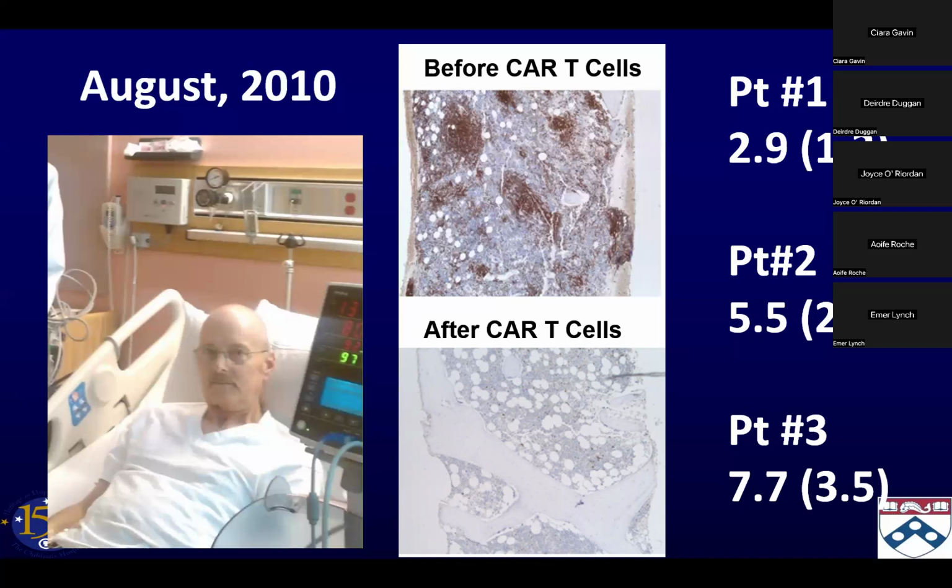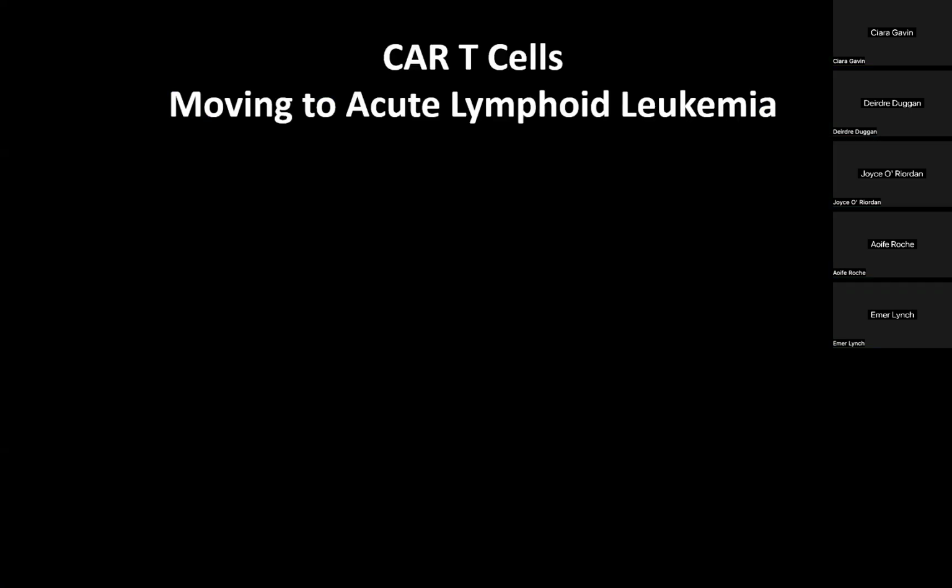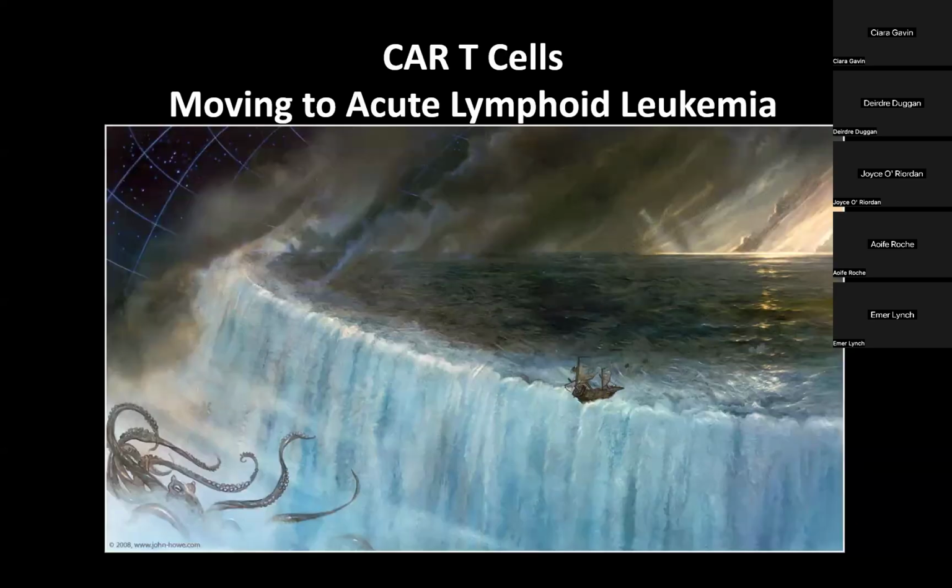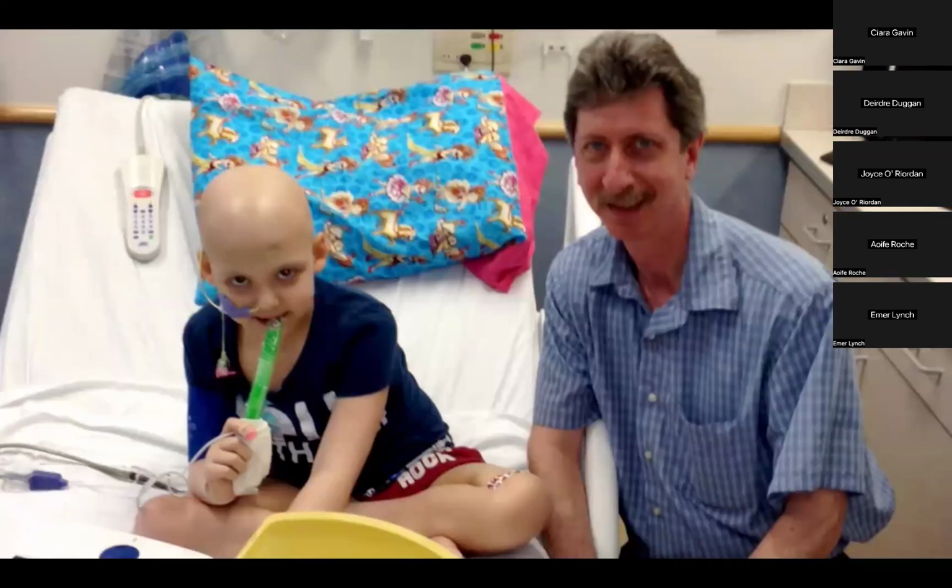Now, after treating patients with chronic lymphoid leukemia, we wanted to move to acute lymphoid leukemia. But this is a much more rapidly growing cancer. These patients are essentially falling off the end of the world and progressing very quickly. We opened this trial in children at Children's Hospital of Philadelphia.